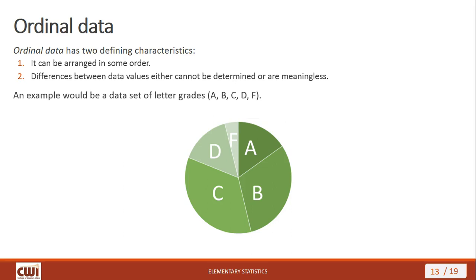But what if the B is actually 80%? Well, now the difference between them is 15%. Or what if the A is 90%? Well, now the difference between them is 5%. So what's the real difference between them? You have to have the numerical value to determine any sort of difference between the data values. Just having the letter grade alone doesn't do it. So the differences cannot be determined from the data alone, and it can be arranged in some order. That makes this ordinal data.